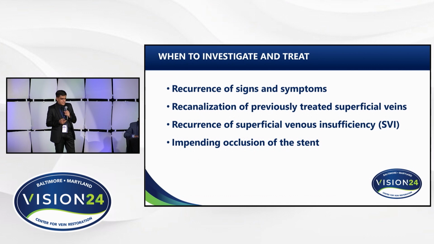So when we investigate and treat, it's basically signs and symptoms. If the patient has recurrence of signs and symptoms, you start investigating. If the patient has had recanalization of previously treated superficial veins leading to recurrence of symptoms, or if there are new areas of SVI, superficial venous insufficiency, which were not existing before, it's always prudent to get the stent investigated, or if there's an impending occlusion of the stent.